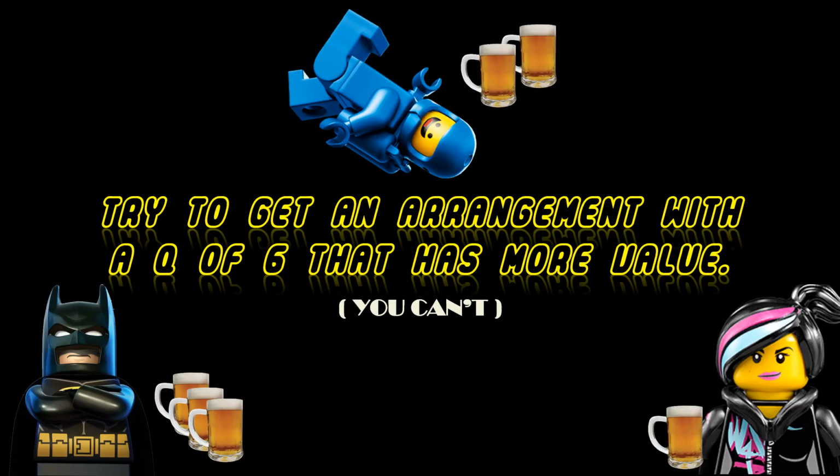Try to get an arrangement with a quantity of 6 that has more value than 3 to Batman, 2 to Space Guy, and 1 to Lucy. You can't do it. It can't be done. This is the highest value that we have possible to us, right? This is the highest we can get. This is the most total value we can achieve.